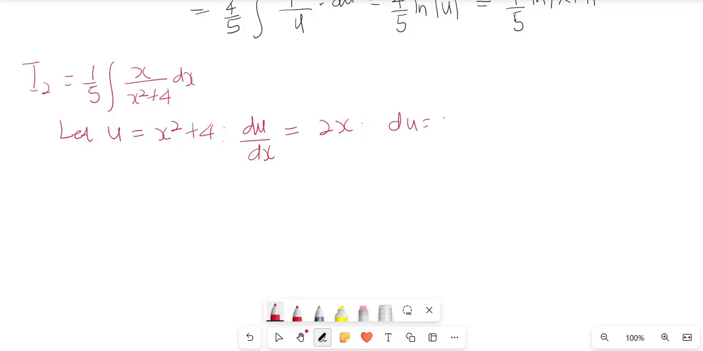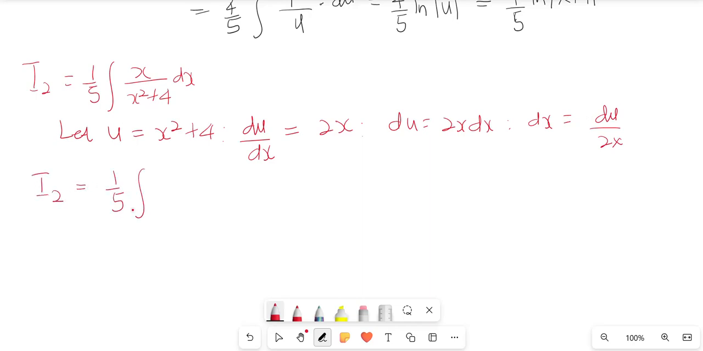Meaning du is equal to 2x dx, and then dx is equal to du over 2x. So wherever you see dx, we just put in du over 2x. And that way we can take everything from the x world into the u world now.